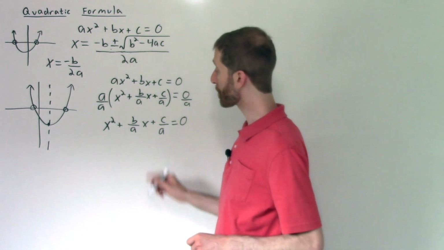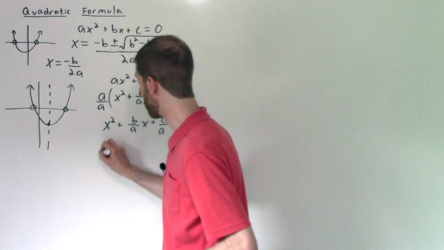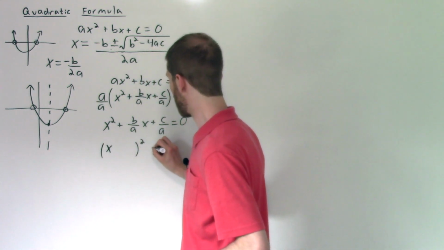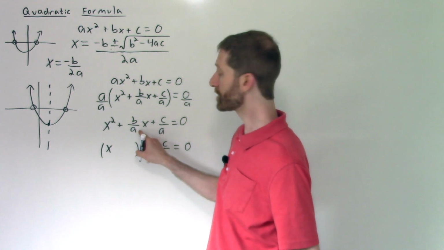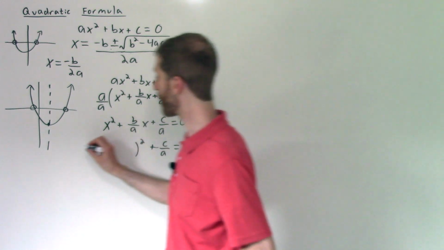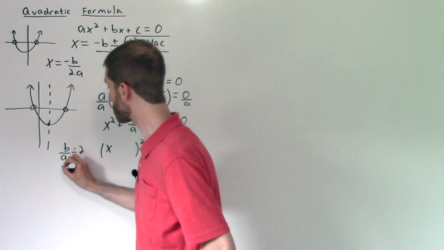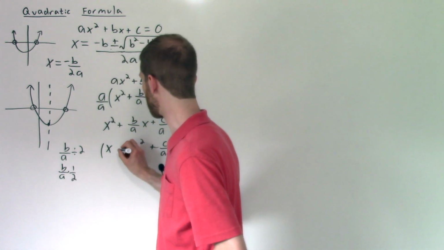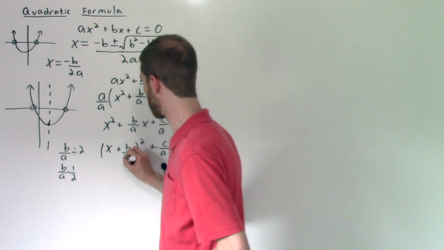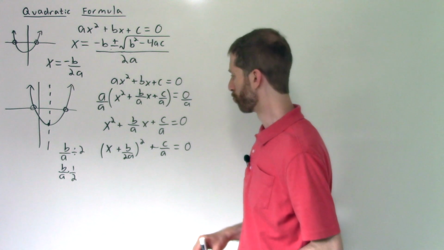Now from here, I'm going to complete the square. When I do that, first the complete the square part. I'll leave the c over a over here. And what I need to do is divide this by 2. So b over a divided by 2 is the same as multiplying b over a by 1/2, which is b over 2a. Interesting. That's kind of already in there. So let's see how this rolls into things.